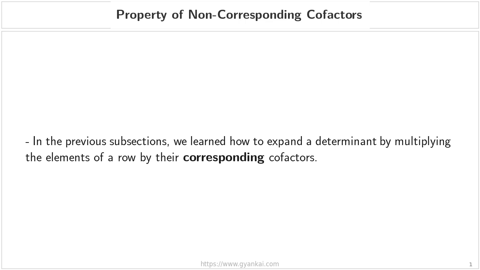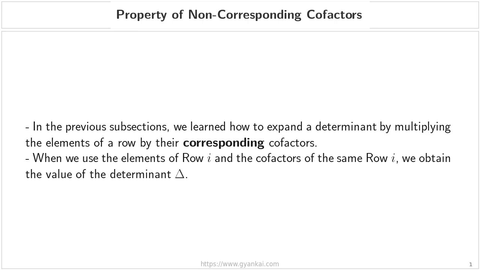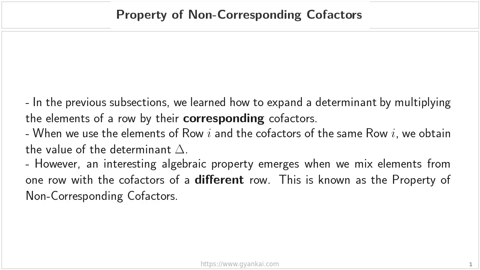Welcome, everyone. Before we dive into today's new topic, let's take a quick moment to recap what we have already covered in our previous lessons. Up until now, we have been focusing on how to expand a determinant. As you remember, the standard method involves taking the elements of a specific row and multiplying them by their corresponding cofactors. To be more precise, when we take the elements from row i and multiply them by the cofactors belonging to that very same row i, the resulting sum gives us the actual value of the determinant, which we denote as delta. But today, we are going to explore something a bit more unusual.